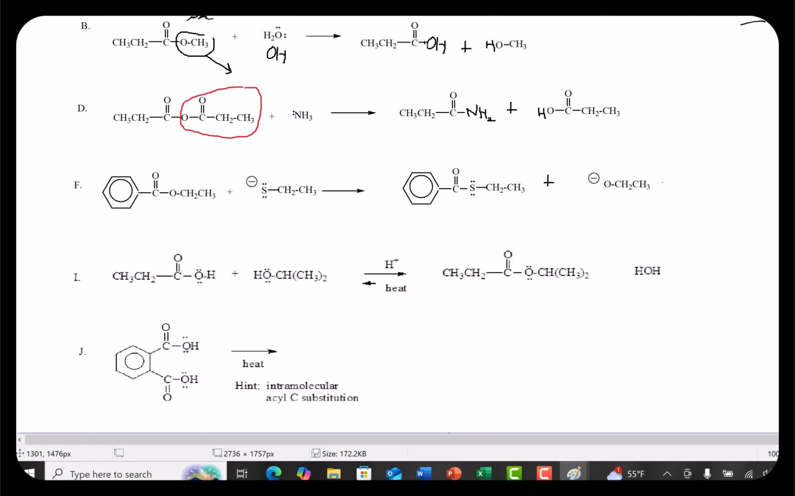What's going on here is that one of the carboxyl groups, the carbonyl carbon in that, is the site of the substitution, and the OH would be the leaving group, whereas the nucleophile would be the OH of the adjacent carboxyl group. So let me see if I can sketch some arrows in here to show that.